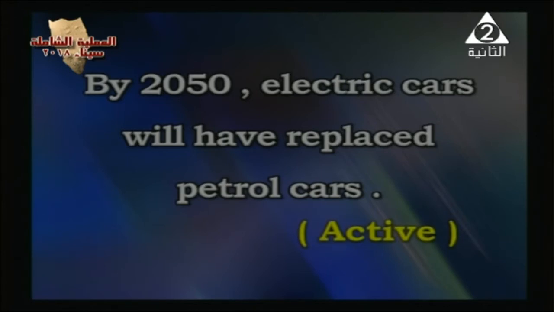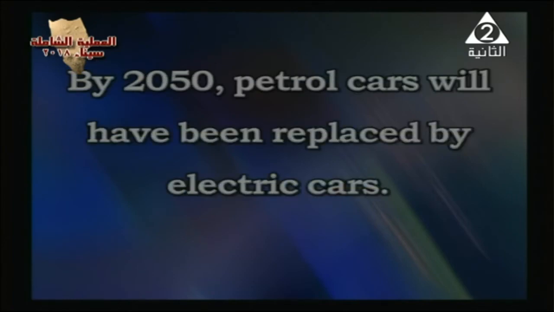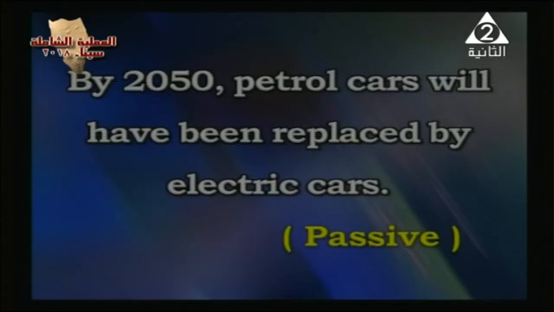This is active, of course. Let's see how we can change it to passive. By 2050, petrol cars will have been replaced by electric cars. Everything we do: will have doesn't change and the past participle doesn't change. All we do is put been between will have and the verb, and this way we've changed it from active to passive. The meaning changed and the form changed too, and naturally the subject and object swap: the object will replace the subject, like what Ms. Germain has just explained. That's passive.